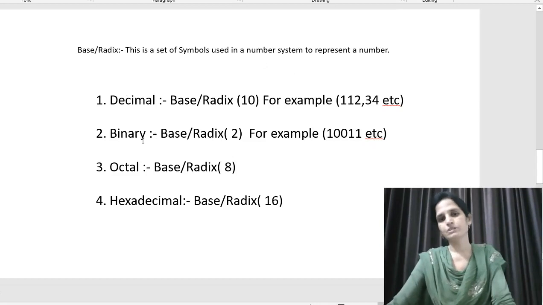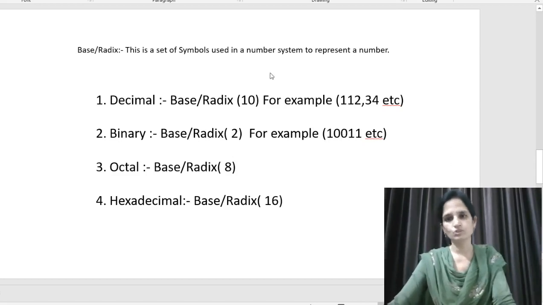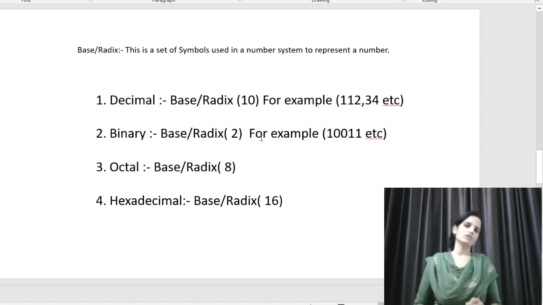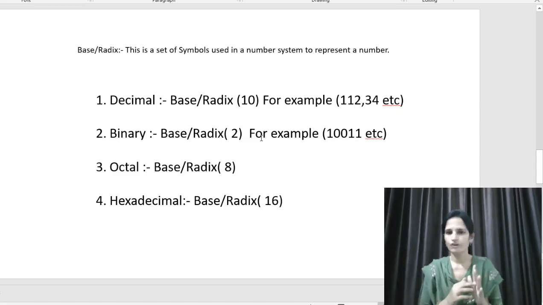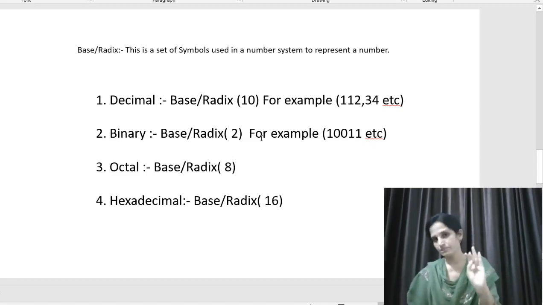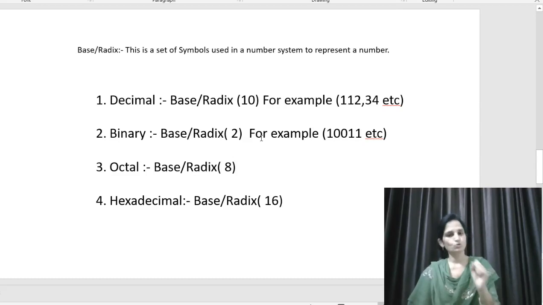And in the binary number system, base and radix is always 2. For example 1001, 1100, 0101, these all are binary numbers. In the binary number system only one digit is there, either one or zero. In the octal number system, base and radix is 8. 8 means 0, 1, 2, 3, 4, 5, 6 and 7. 0 to 7, so 8 digits are there.